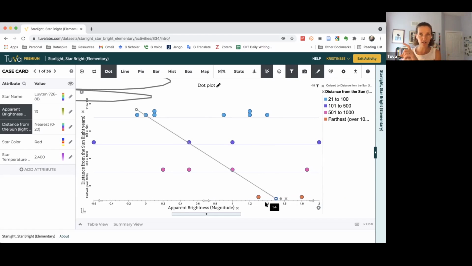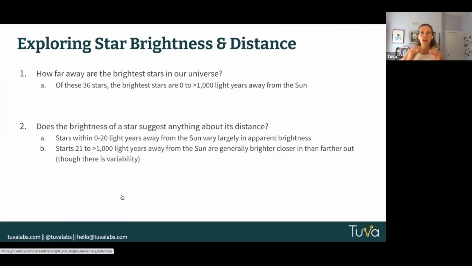What we have is these stars that are dimmer, remember, seem to be the farthest away, and these stars that are brighter tend to be closer in. What's interesting with that is that using these data, we've now gotten a better sense of how brightness and distance might be at play for some of the other stars in our universe, which can help us then make comparisons to our sun. So, how far away are the brightest stars in our universe? Well, of these 36 stars, we said they were somewhere between 0 to 1,000 light years away from the sun. Does the brightness of the star suggest anything about its distance?